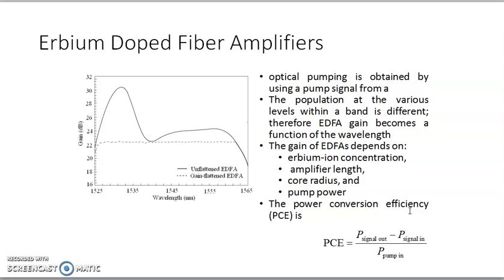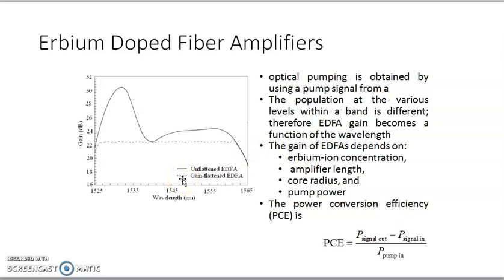Population at the various levels within a band is different. Therefore, the gain of the EDFA depends upon the erbium ion concentration, amplifier length, core radius of fiber, and the pump power. So we can obtain the power conversion efficiency, that is PCE = (P_signal,out − P_signal,in) / P_pump,in.